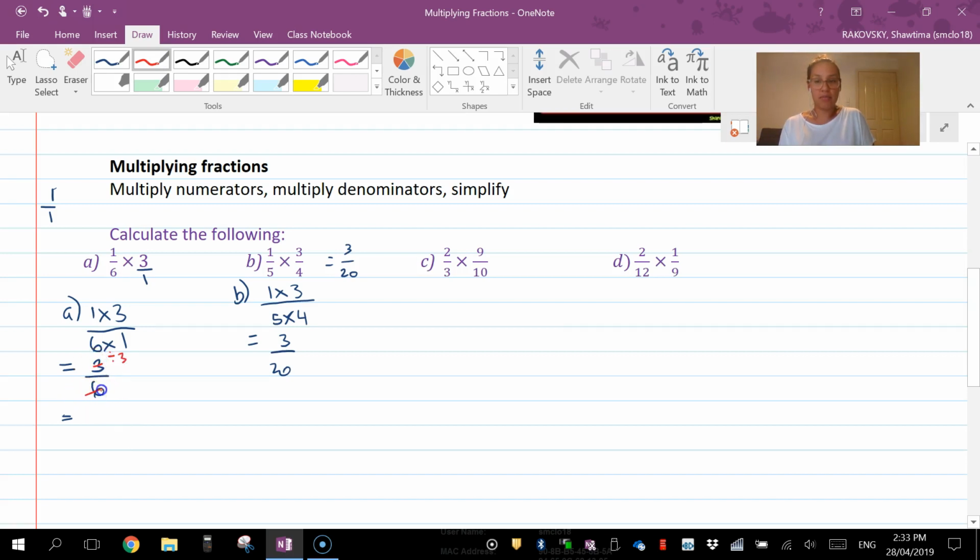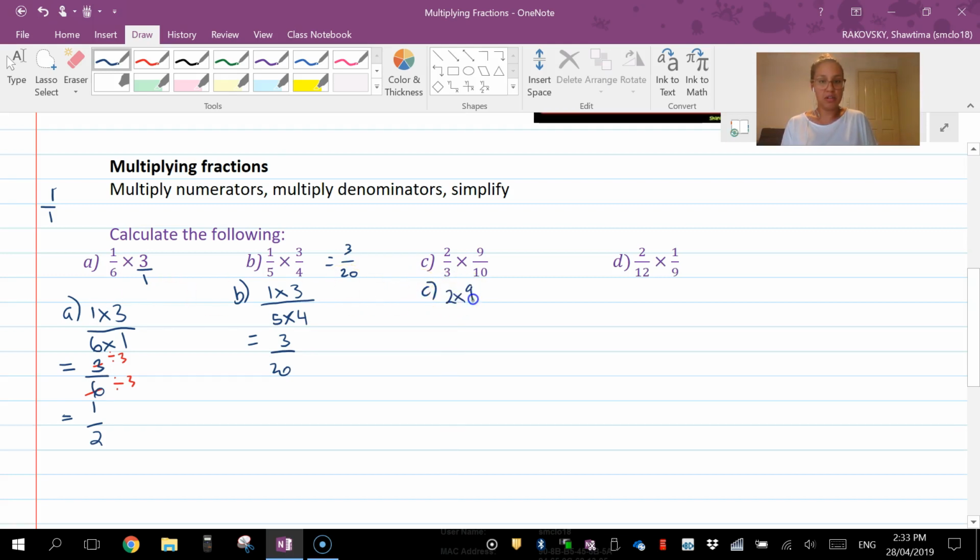And we divide both by 3 because what you do to the top, you must do to the bottom. And that simplifies to 1/2. In the case of C, I'm going to do this as I have done these other two fraction problems.